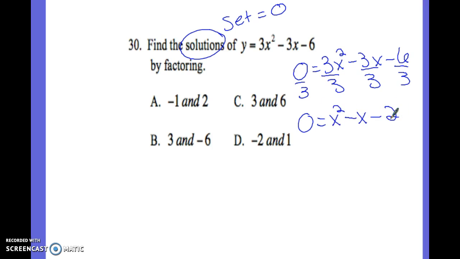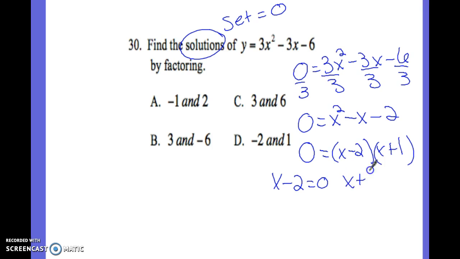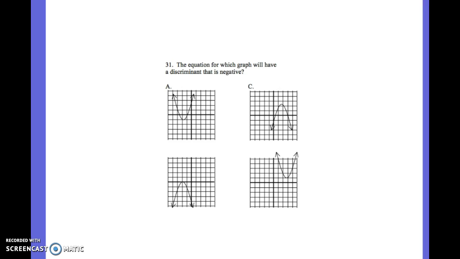Now you can solve it using the quadratic formula. You can use x equals negative b plus or minus the square root b squared minus 4ac all over 2a. Or this one I think is nice to factor. So I know what multiplies to be negative 2 and adds to be negative 1. How about negative 2 plus 1? Then you set each factor equal to 0. And use inverse operations to get x equals 2, x equals negative 1. So positive 2 and negative 1, your answer is A.